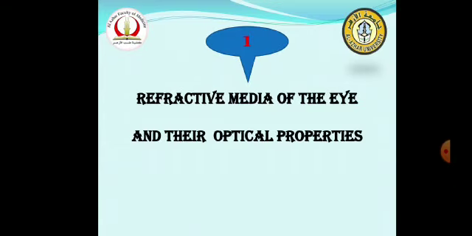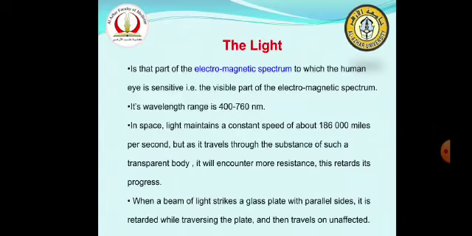Refractive media of the eye and their optical properties. Light is the part of the electromagnetic spectrum to which the human eye is sensitive, which means the visible part of the electromagnetic spectrum. Its wavelength range is 400 to 760 nanometers.